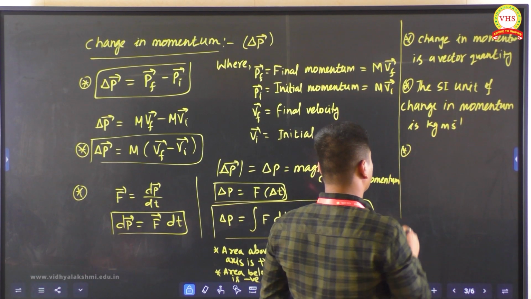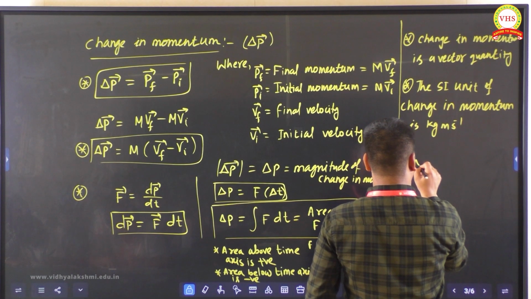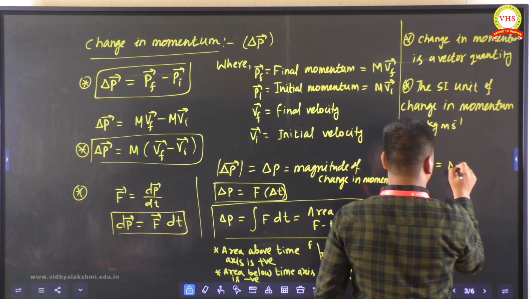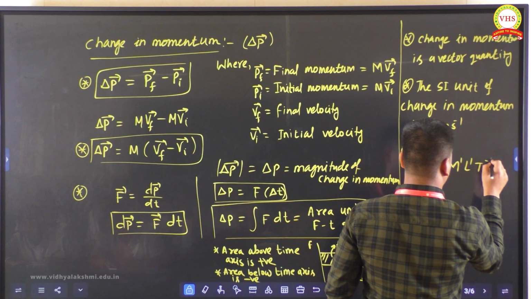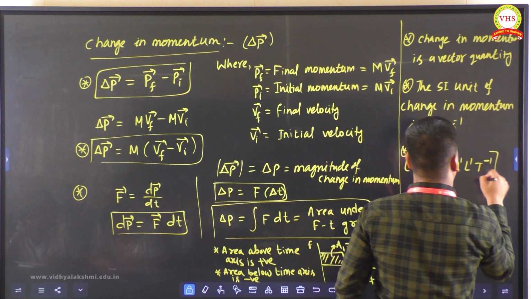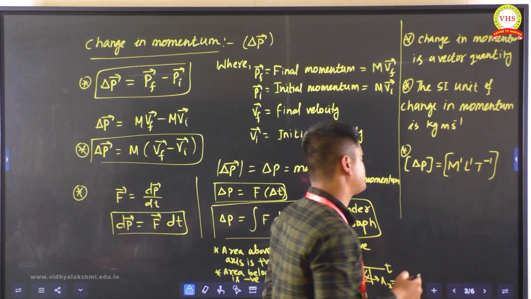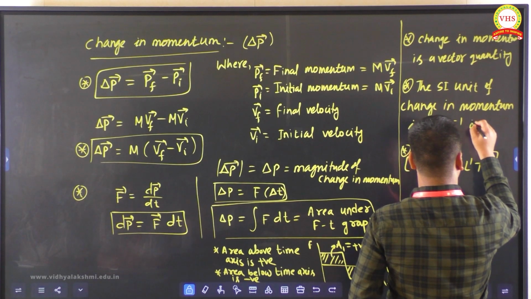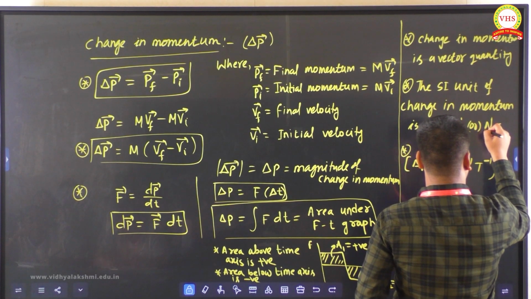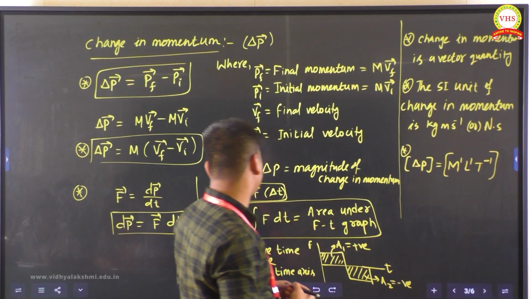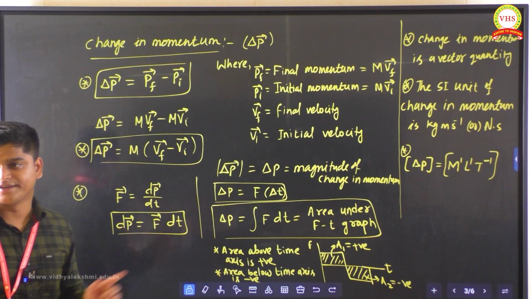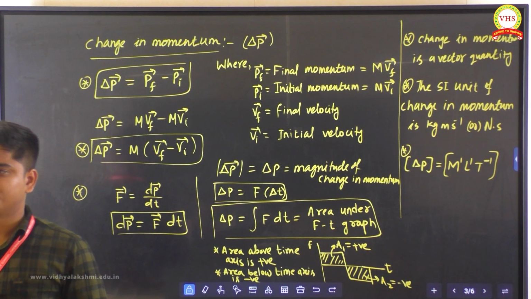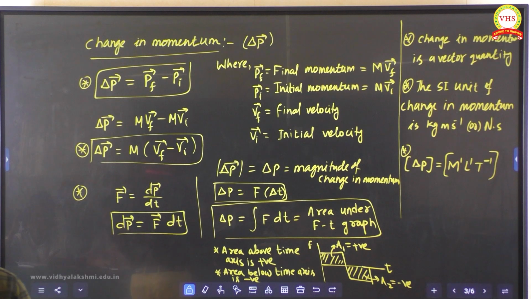Next point, write the dimension. The dimension of change in momentum is M1 L1 T minus 1, because it is kg into meter into second inverse. Or you can also write Newton into second as the unit of change in momentum. Yes or no? So remember this formula.